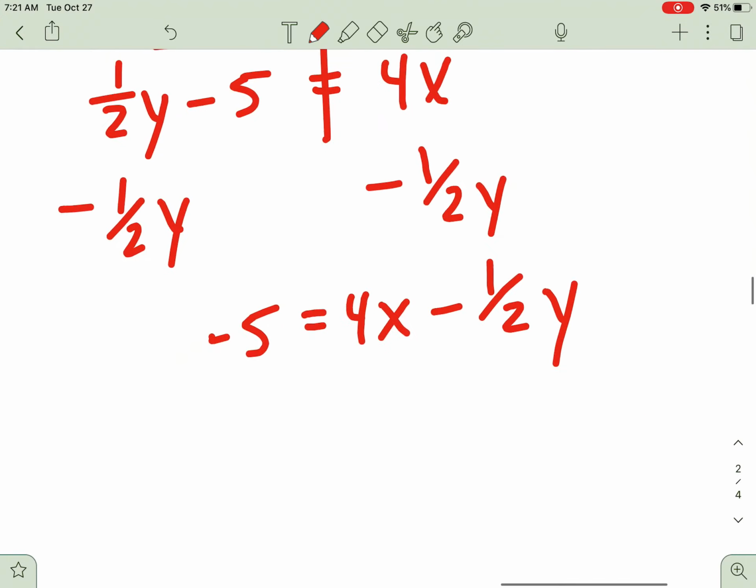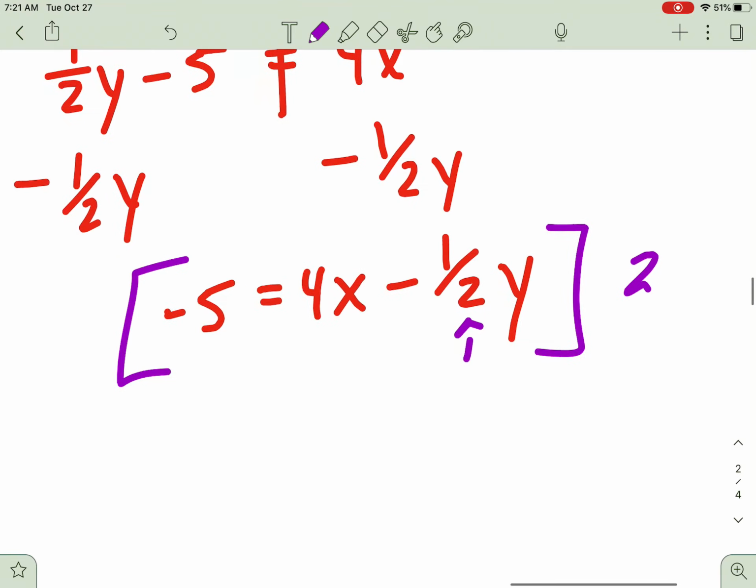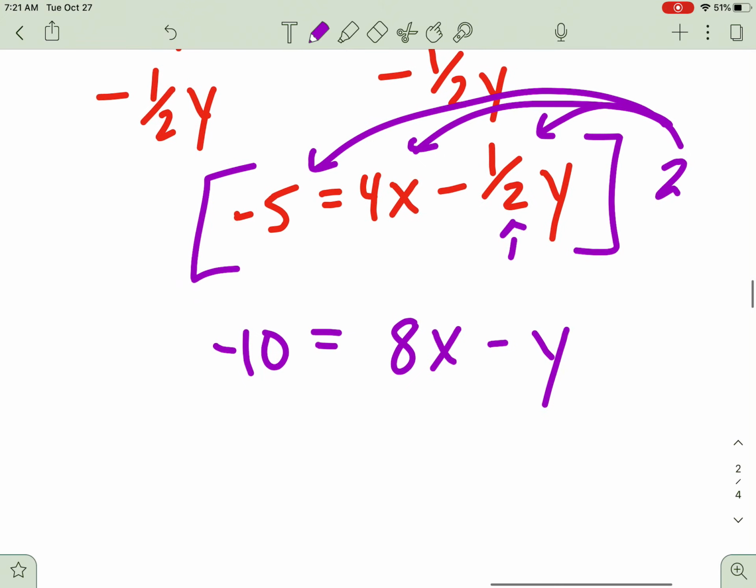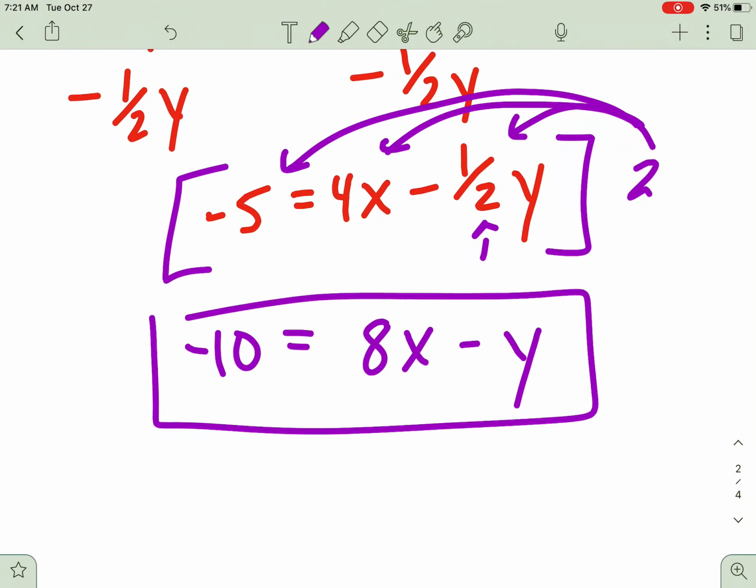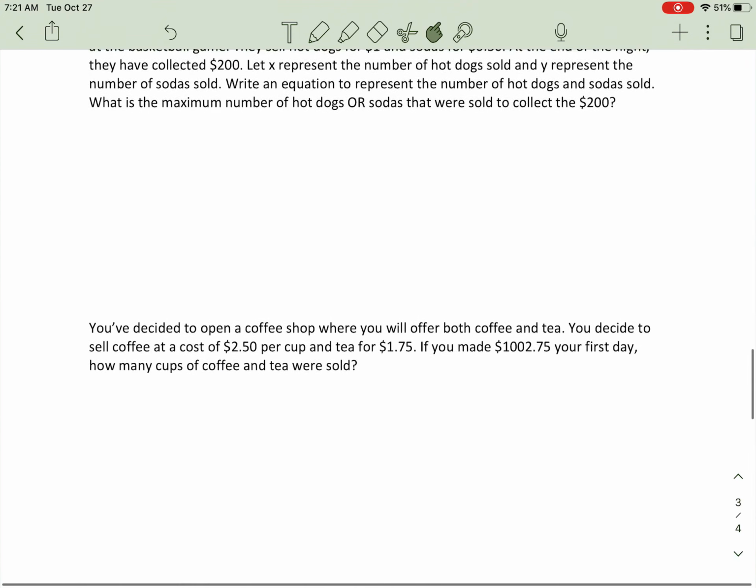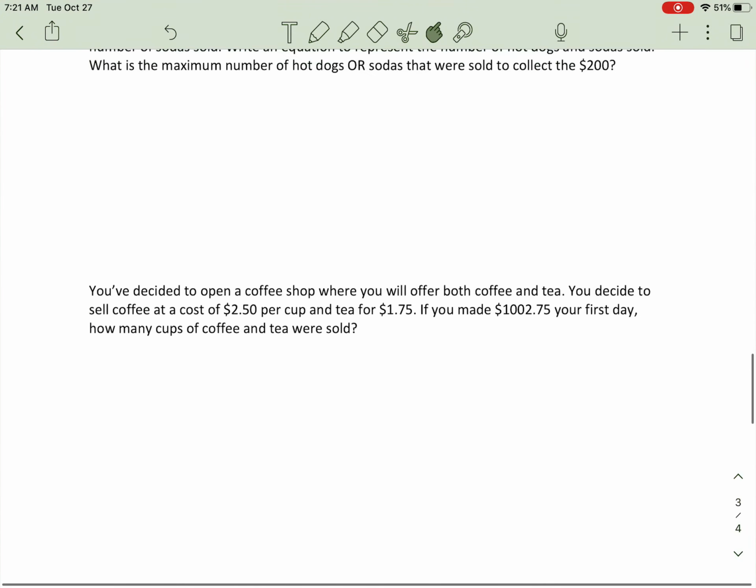Okay, but notice now we have a fraction. All right, so here's the one key. We want to get rid of that fraction. So to do so, we're going to multiply everything in here by the denominator. Okay, so we have 2 on the bottom. So we're going to multiply everything in here by 2. So we have negative 10 equals 8x. And half of 2 is just 1, and it's negative. So we have a negative y. And now notice we all have whole numbers. X is positive. Okay, and x and y are on the same side. So you're good. Okay, real world applications here.